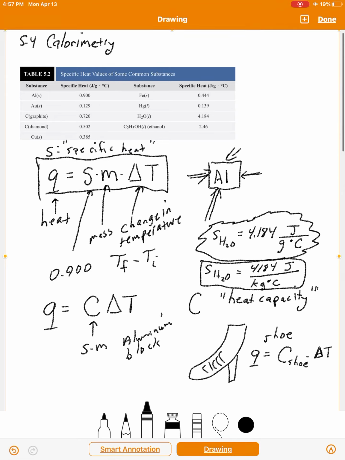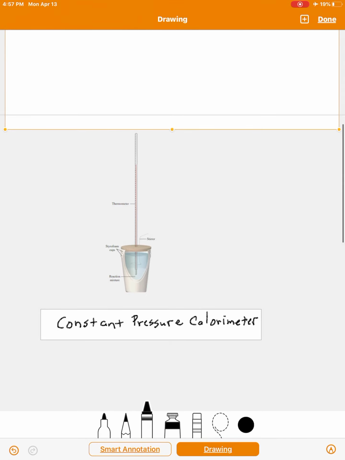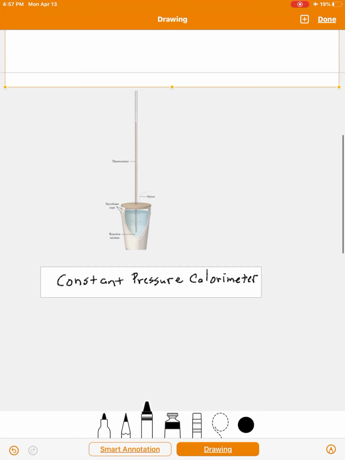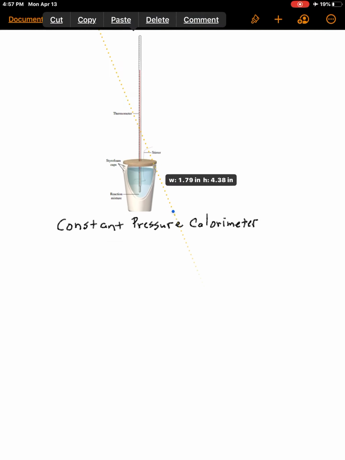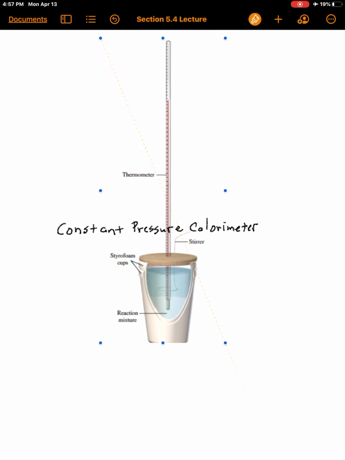Now, let's talk a little bit about how this is used. We're going to start by looking at what's called the constant pressure calorimeter. The picture here, let's make it a little bit bigger just so you can see it, shows a constant pressure calorimeter.